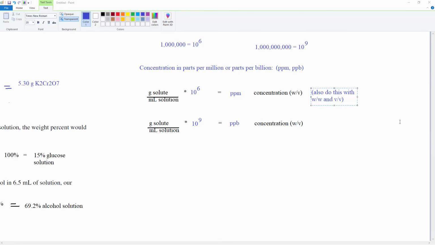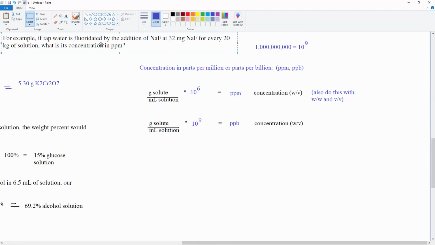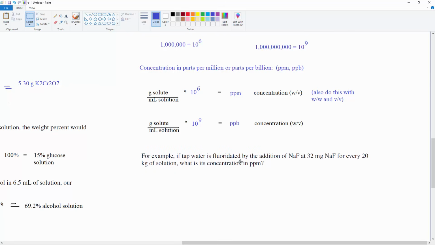Okay, let's do this one. We've got fluoridated tap water. And to do it, they're putting in, say, 32 milligrams for every 20 kilograms of solution. So what's that concentration going to be? How would we calculate that?